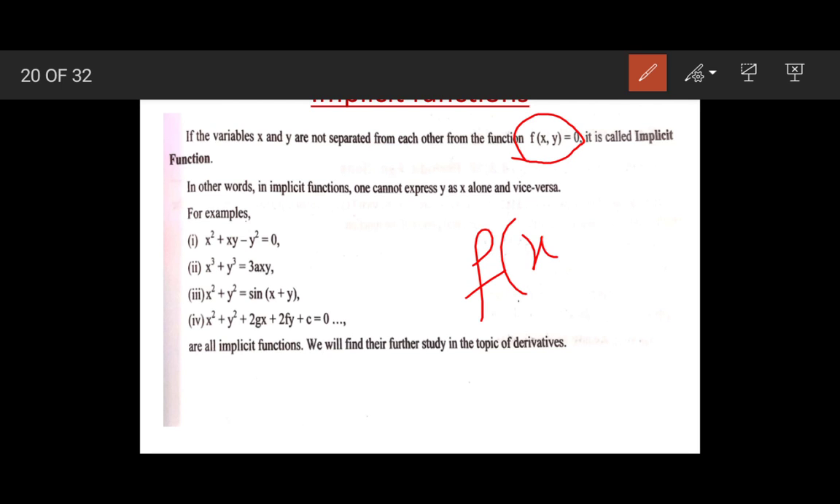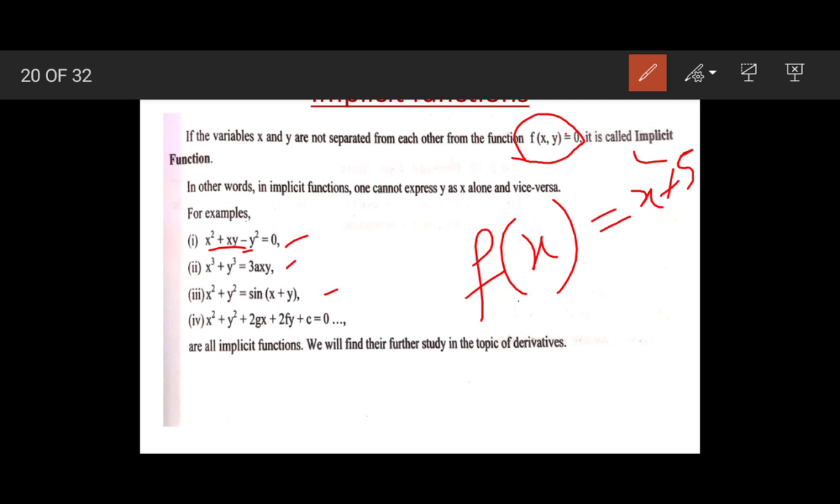Till now we are saying that f of x is equal to x square plus 5, right? But in implicit, x and y, both variables, are combined like this. See example 1, x square plus xy minus y square equal to 0. See second example, x cube plus y cube is equal to 3axy. Third example, x square plus y square equal to sin x plus y, and so on. So in all examples x and y are combined, right? We can't separate x in terms of y or y in terms of x.